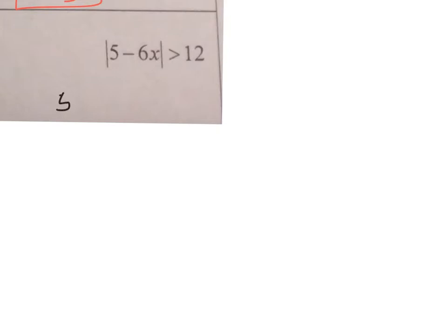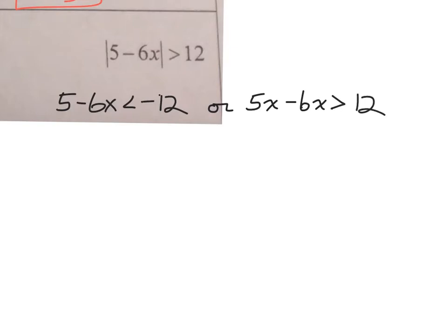Our first statement is going to be 5 minus 6x. The inequality sign switches, and so does the sign on the 12. So it's going to be 5 minus 6x less than negative 12. Or 5 minus 6x, and on the second one, the sign stays the same, and so does the 12. And I realize I wrote an extra x there. There. That's what I meant to write.